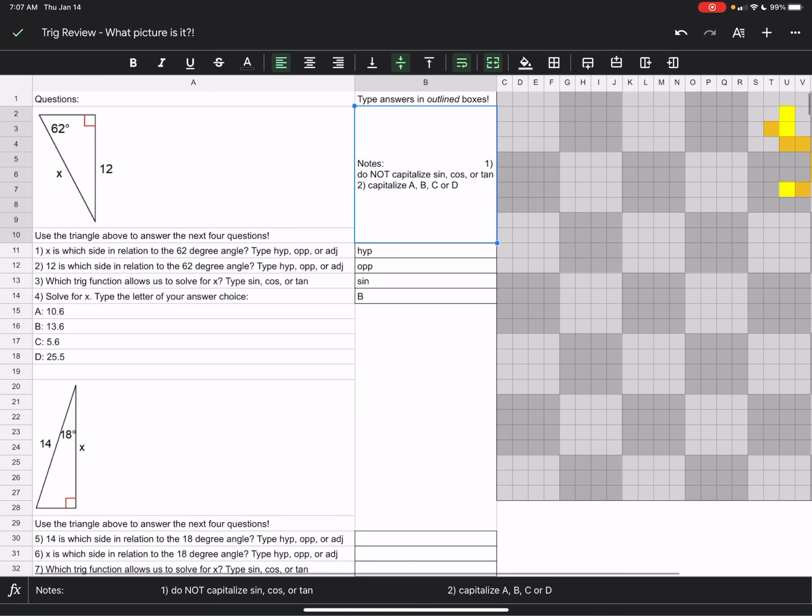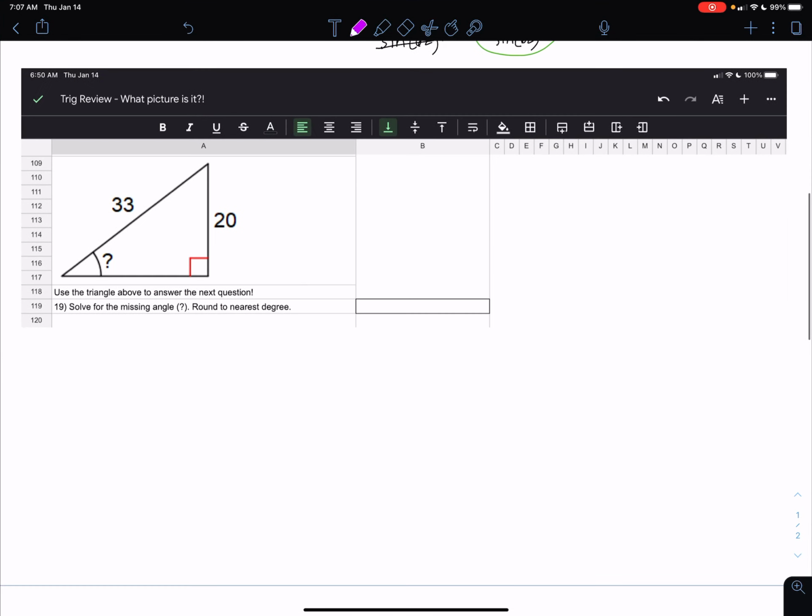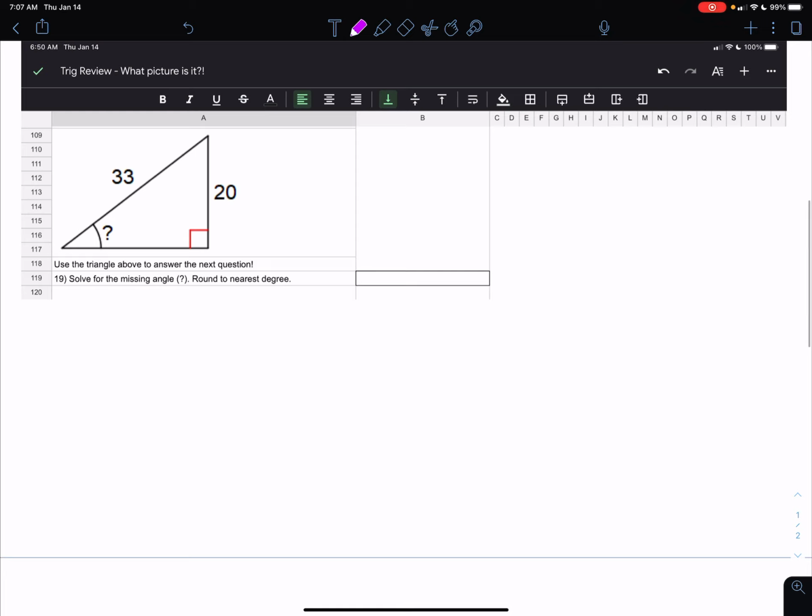Now, I do want to talk about one more. That's how basically half of these go. The other half has to do with finding angle measures. So still using sine, cosine, and tangent, but the -1 versions. So let's go back here, and I've got another problem for us, all right? And so let's do this one, and then we'll go type the answers in after that, all right?